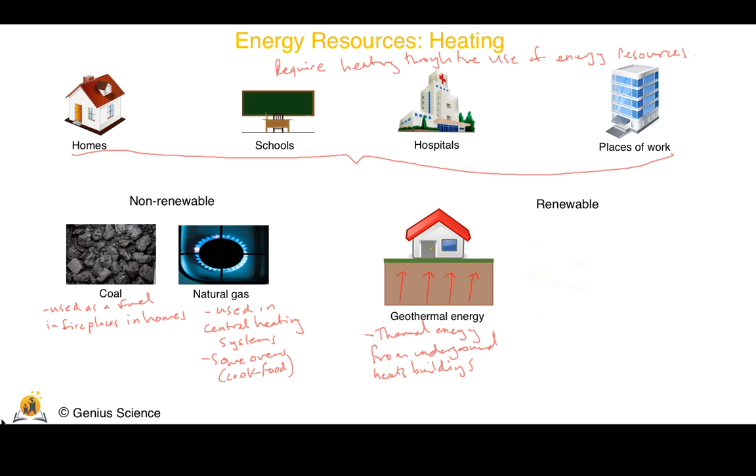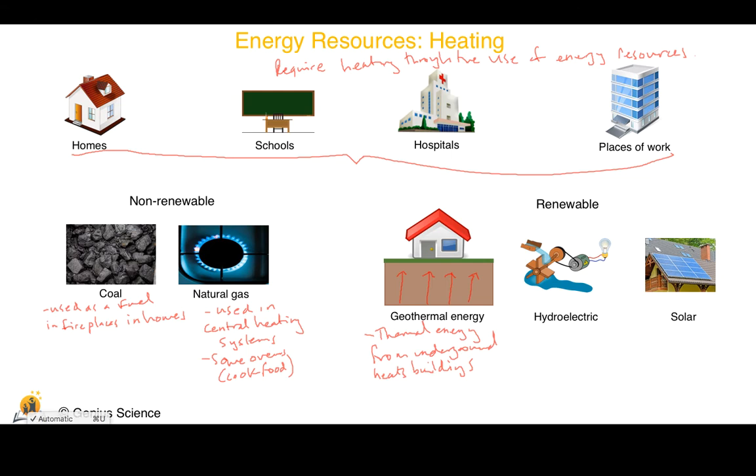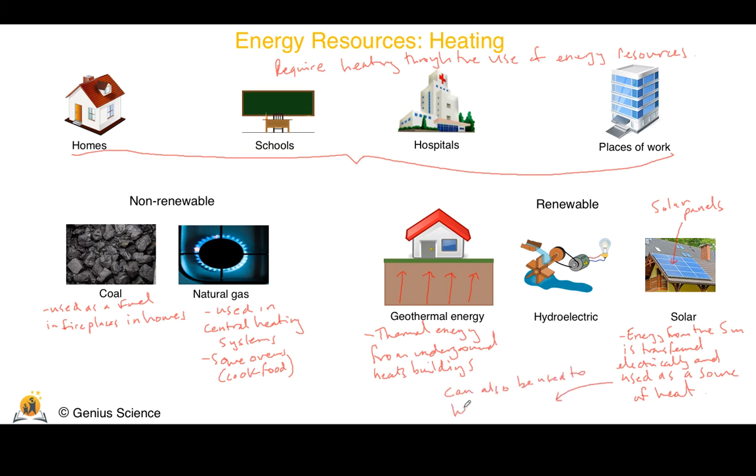Next, we have hydroelectric power. Now, hydroelectric power can be used to generate electricity that can then be used for heating. And our last example is solar power. Houses can have solar panels and solar water heaters installed. The energy from the sun is transferred electrically and used as a source of heat. This solar energy can also be used to heat water in radiators.